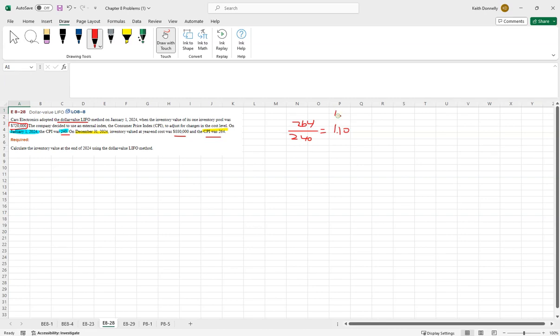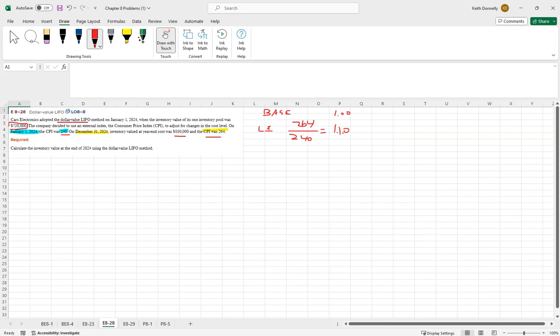So for the base year, it's 1.0, right? $1 today is $1 a day. And then the layer one, there is only one layer here, not multiple layers. It's 1.10. Okay, so the starting point is we've got to take these gross numbers and put them in and do a little bit of math here.